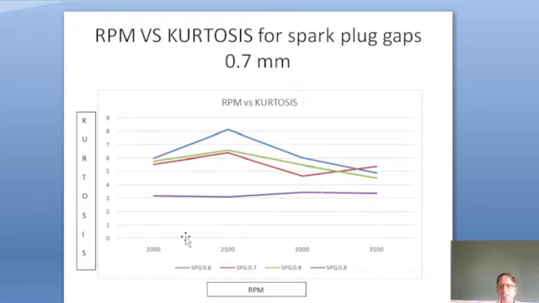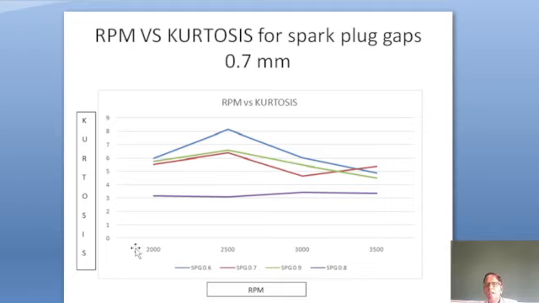Now here we can see that for the spark plug gap of 0.8 mm, the kurtosis value remains at around 3. So that means 0.6, 0.7 and 0.9 are not the optimum spark plug gap that we are looking for. The optimum spark plug gap is 0.8 because the kurtosis values remain near 3, and that means the engine is working very well.